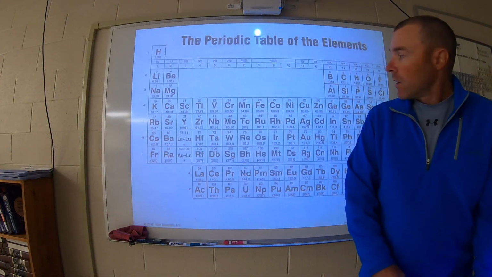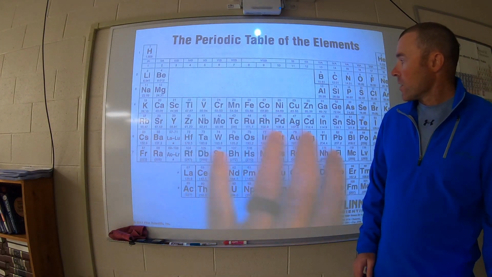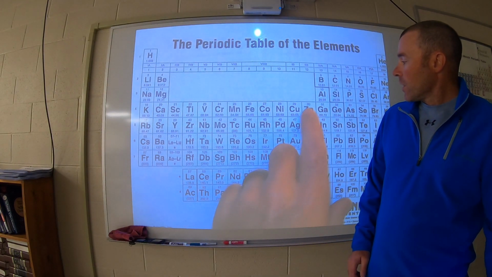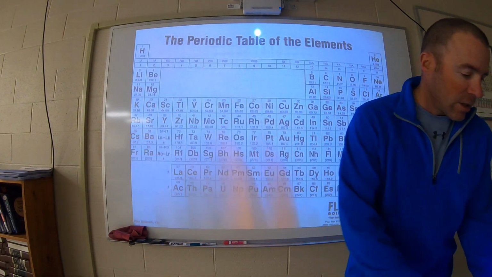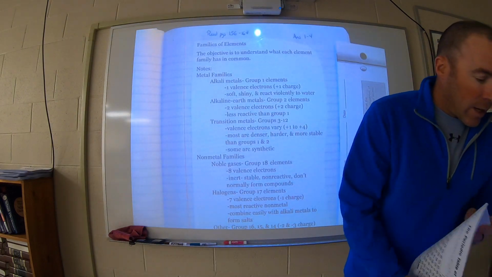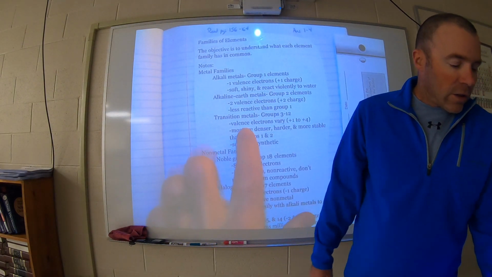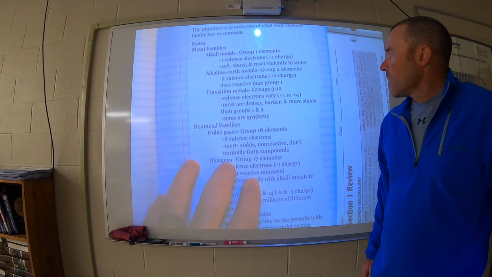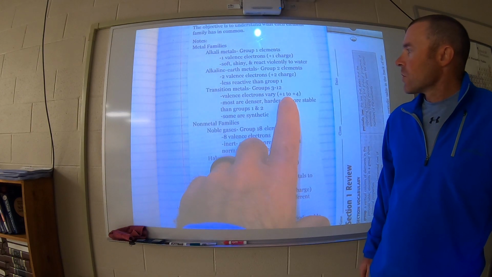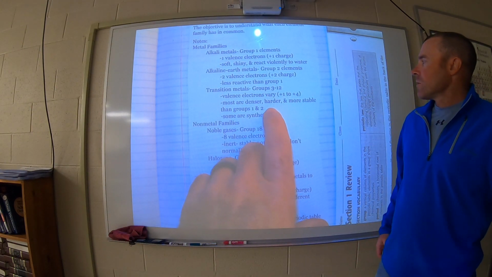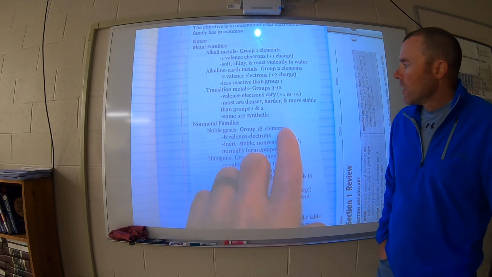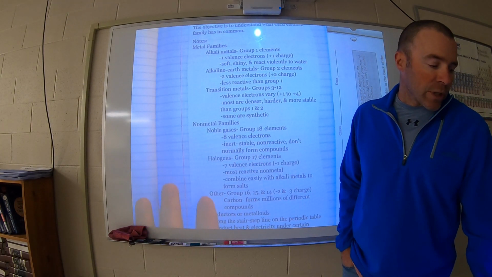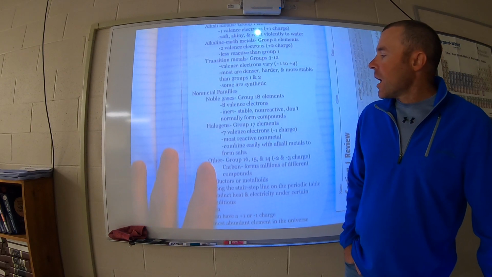So this area here would be the transition metals. Group 3 all the way over here to group 12 and all the way down. So this little middle section here. Their valence electrons vary. They could have anything from a +1 to a +4 charge. Most are denser, harder, and more stable than group 1 or 2. And then some of these are synthetic, meaning they're man-made. They're not naturally occurring.